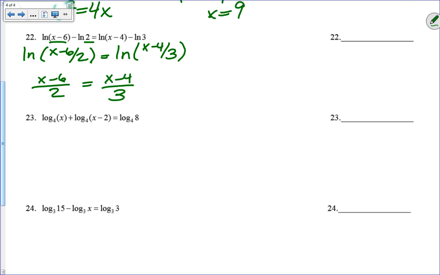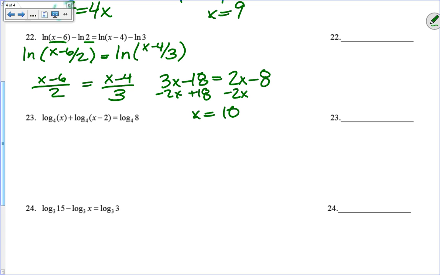So we would have, what would we have? We'd have 3 times x minus 6. What's that? 3x minus 18. And what's that equal to? 2x minus 8. That's much simpler. So now we want to solve for x. What do we do? Subtract 2x, add 18. x is equal to 10.